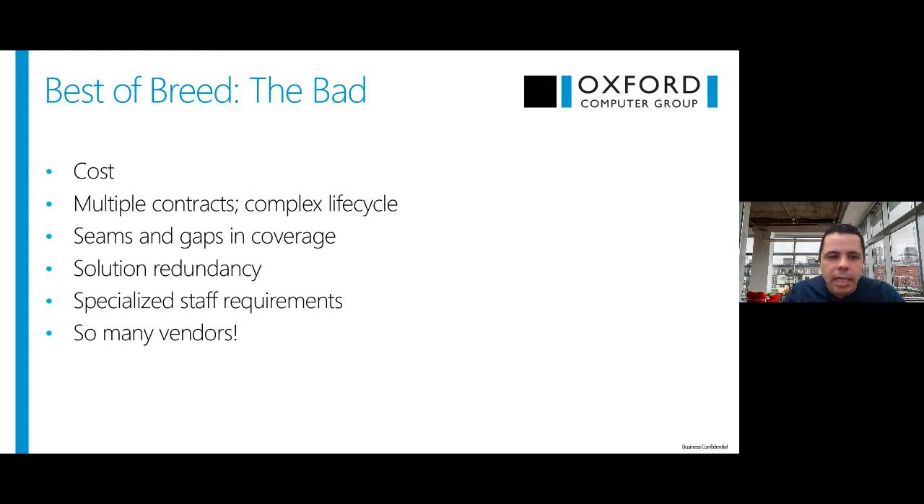Then there's the seams and gaps in a siloed approach. A best of breed approach is also a siloed approach. According to the Cybersecurity and Identity Gap Survey, and I'll quote there, it says, "Most businesses continue to struggle with strengthening their overall cybersecurity posture because they're not aligning security measures with identity practices."